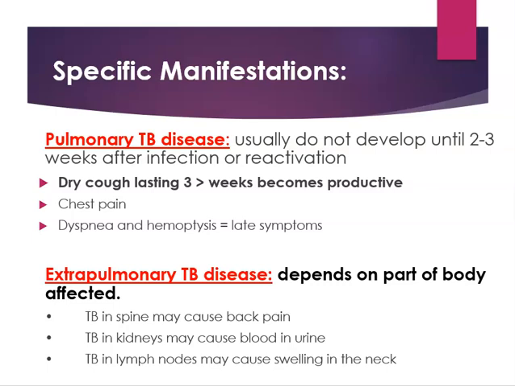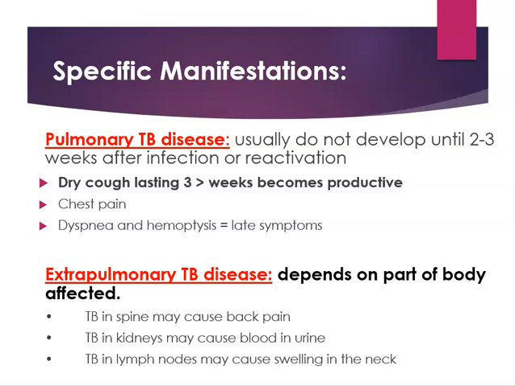Specific manifestations of pulmonary TB disease, those that are specific to the lungs, of course. They usually do not develop until 2 to 3 weeks after the infection, which is what we just talked about. You could have a dry cough lasting more than 3 weeks, which usually becomes productive, chest pain, dyspnea, and a bloody cough. Those are late symptoms.